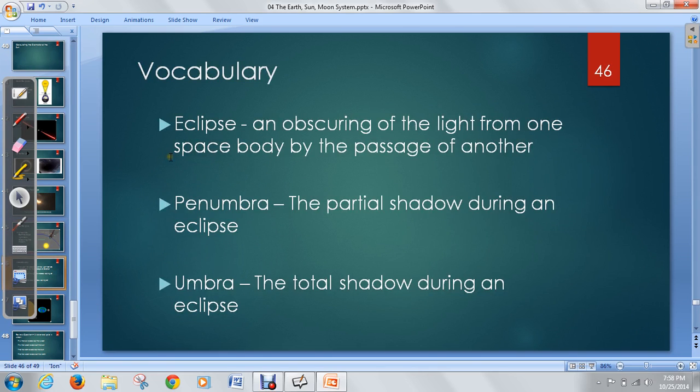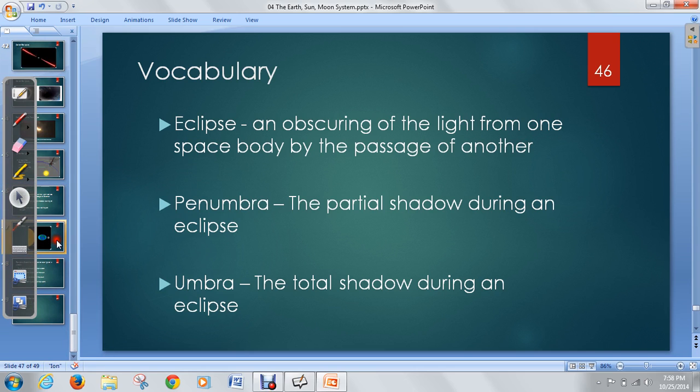And so again, just to review, the vocabulary you need to know: an eclipse is just an obscuring of light from one space body by the passage of another, like the moon passing by, blocking out light from the sun to the earth, or the earth passing by, blocking out light from the sun to the moon. Other objects can do this, other planets, moons can do this. Then there's the penumbra, which is the partial shadow during an eclipse. And then there's the umbra, which is the total shadow during an eclipse.